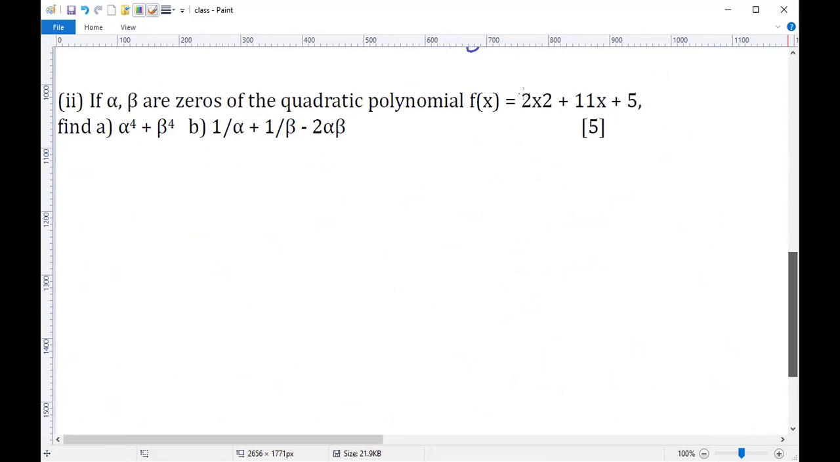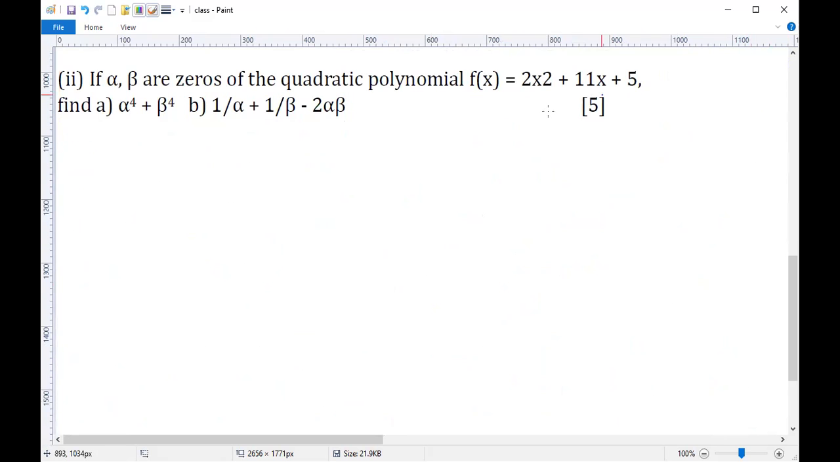See, they have given you a polynomial 2x squared plus 11x plus 5. You have to find alpha power 4 plus beta power 4. So how can you find alpha power 4 plus beta power 4? You could have found out alpha and beta for this. Is there any possibility for you to find? Can you split the middle term? Product is 10 and sum is 11. 10 into 1, so what is it?